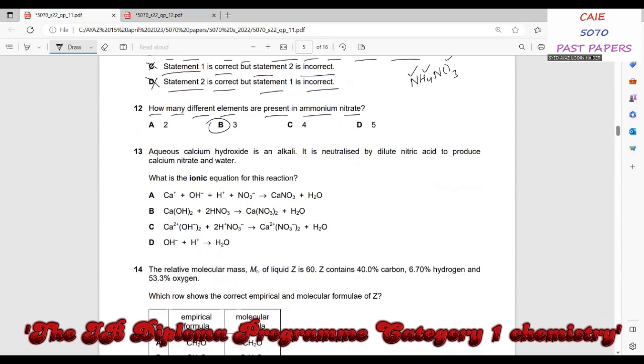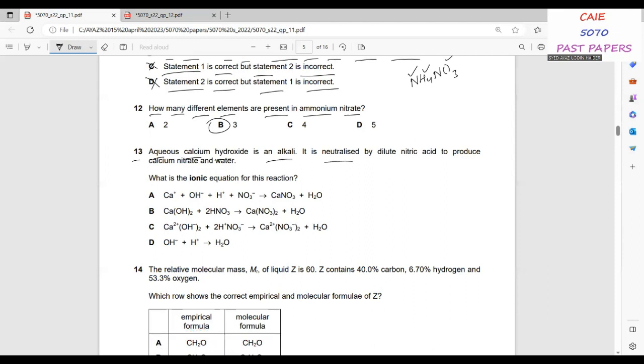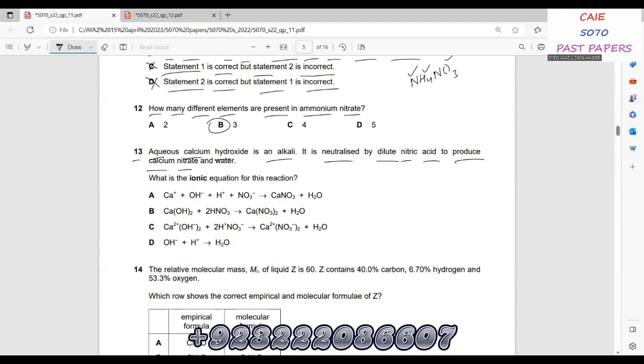Number 13, aqueous calcium hydroxide is an alkali. It is neutralized by dilute nitric acid to produce calcium nitrate and water. What is the ionic equation for this reaction? For neutralization reactions, the ionic equation will be H+ plus OH- gives H2O. So the only right answer here will be D. Other choices are incorrect.